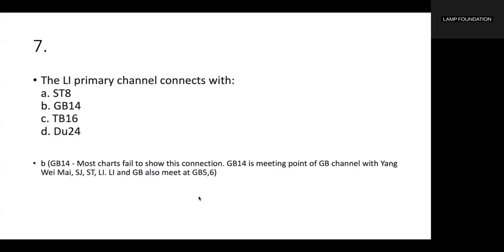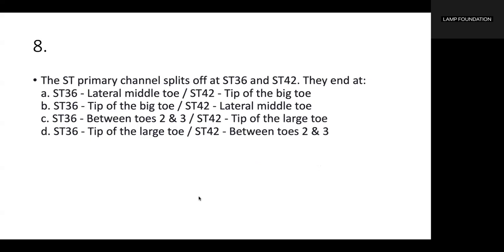There are other books that don't show this connection, no? Suffice it to know that GB14 is the meeting point of the gallbladder channel with Yang Weimai or Yang linking vessel. It's also called the Yang network vessel. Then we have the Sanjiao, stomach, and LI. LI and gallbladder also meet at gallbladder 5 and 6. The stomach primary channel splits off at stomach 36 and stomach 42.